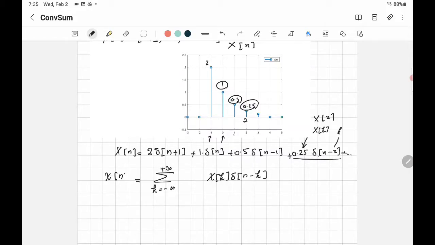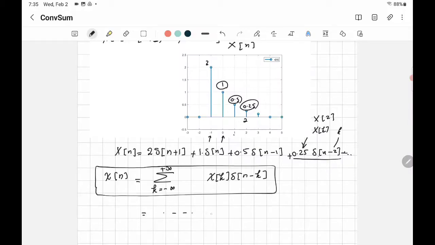That's x of n. In general, you express it as a sum of impulses with different magnitude. Let's check this one. What about at k equal 1? So how do you write k equal 1? Okay, you say equal, and there are many elements here. Let's just think about it, you write x1 delta n minus 1 plus, you continue after 1, 2, x2 delta n minus 2, and so on.